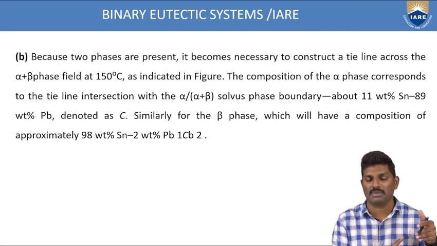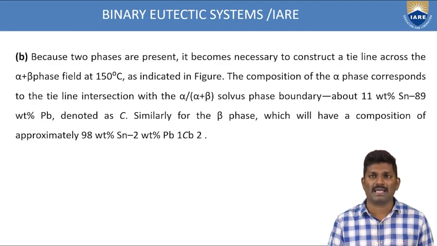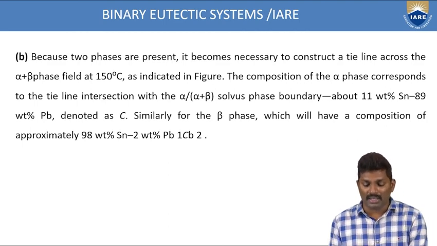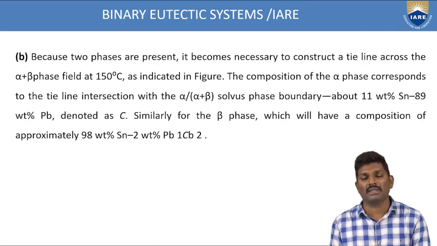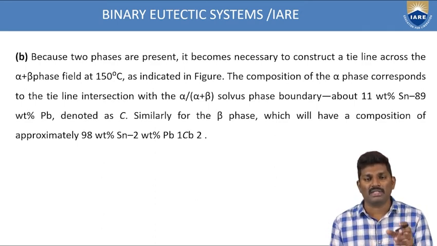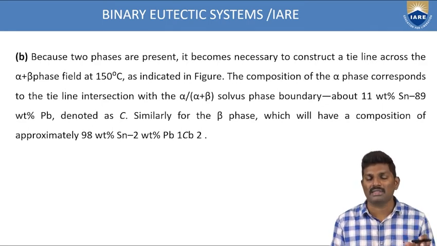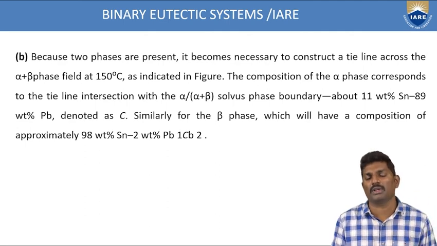So coming to the next question, because two phases are present, since the point B is lying in the alpha plus beta region, it becomes necessary to construct a tie line. Why is the tie line needed here? Any point lying in a two-phase system requires the tie line process to identify the compositions. If it is a single phase, you can directly drop perpendicular lines on the x and y axes and simply take the compositions.